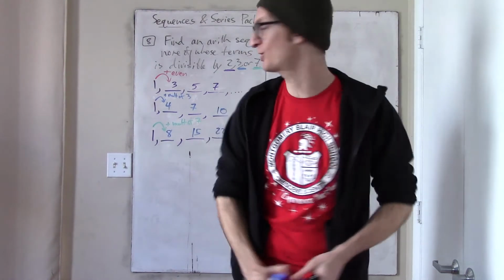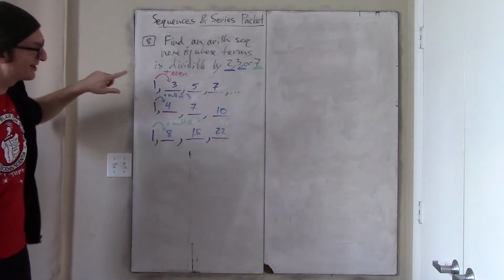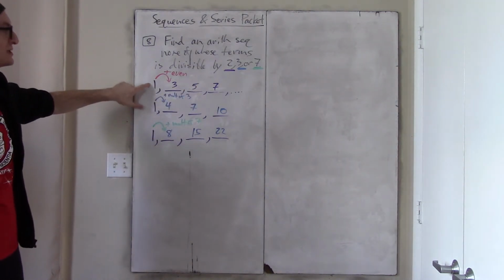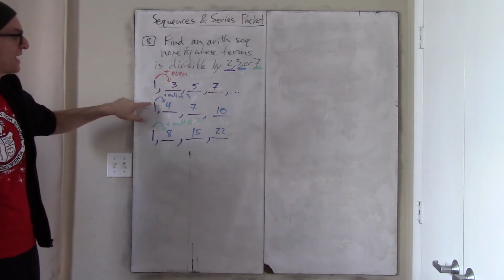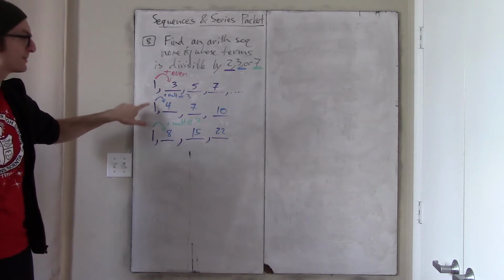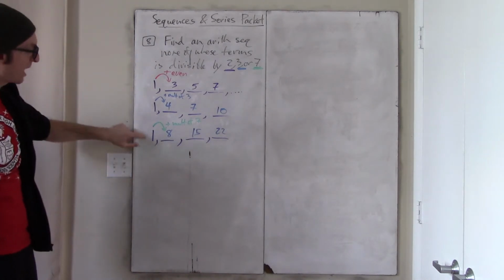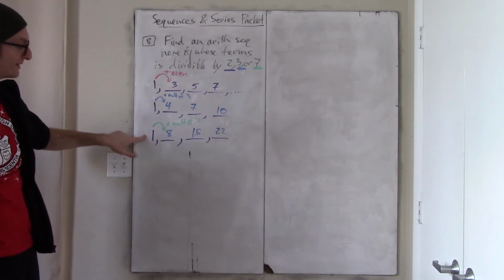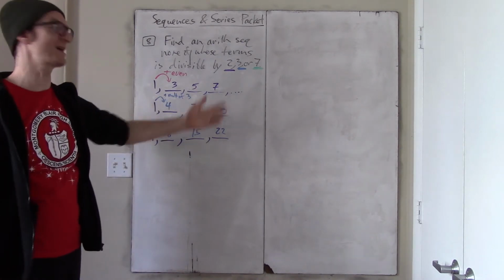Okay, so the big picture here is to ensure that none of the terms of my sequence is even, I should start with something that's not even and add something even. To ensure that none of the terms of my sequence is a multiple of 3, I should start with a non-multiple of 3 and skip by a multiple of 3. To ensure that none of the terms of my sequence is a multiple of 7, I need to start with a non-multiple of 7 and add multiples of 7.